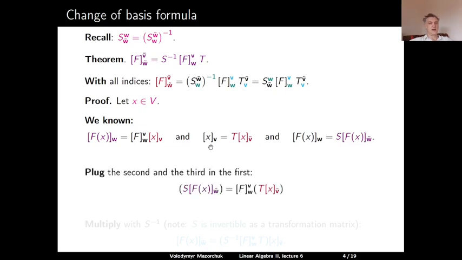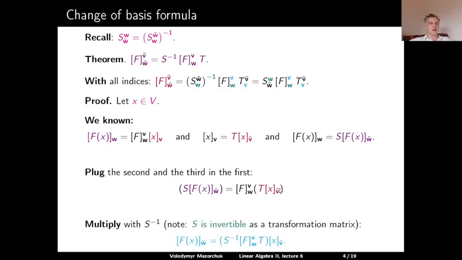So we can now plug in the expressions for the coordinates of x in V here and the coordinates of f of x in W here. The outcome is as follows. S times the coordinates of f of x in W tilde are equal to the matrix of F with respect to V and W times T times the coordinates of x in the basis V tilde.